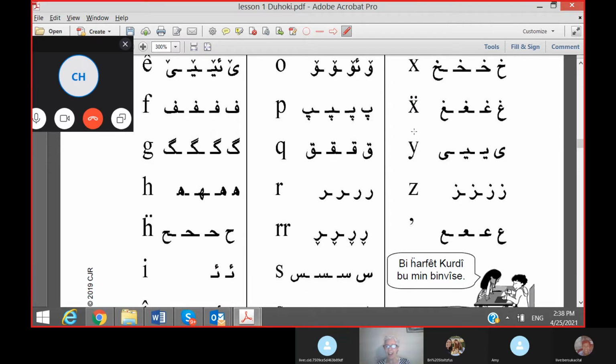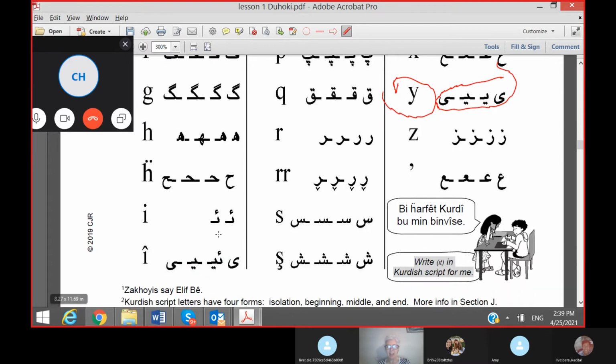Okay, the Y in the Latin script is a Y, and it's exactly the same in the Kurdish script as the I with a hat. The difference is that the I with a hat has the little movement mark at the beginning that a Y in the initial position doesn't have. That's why I like teaching in the Latin script, because it's more descriptive than the Kurdish script. You don't have to guess. Is it a Y or is it an I with a hat? So the Y has the y sound.